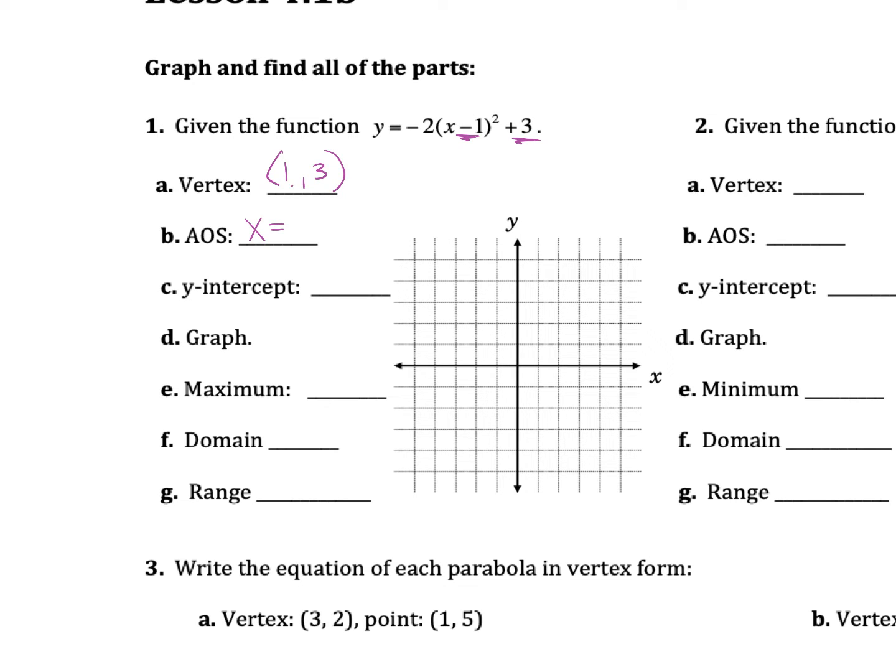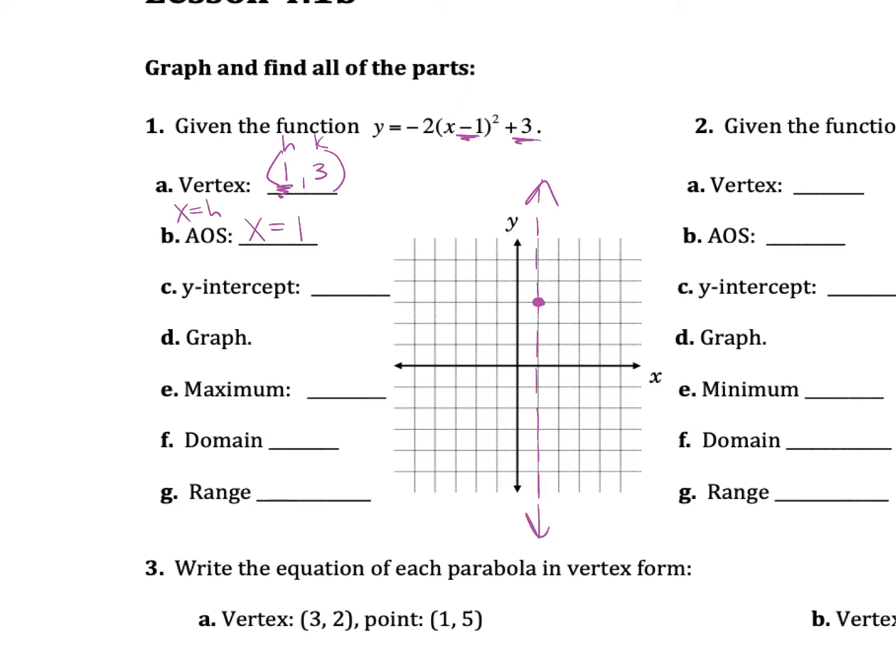From the vertex. Yeah, from your vertex. It's always the x value of your vertex. Remember, this was h, k, and the axis of symmetry is always x equals h. So x equals 1. So I'm going to put in an axis of symmetry right here and a vertex of 1, 3.